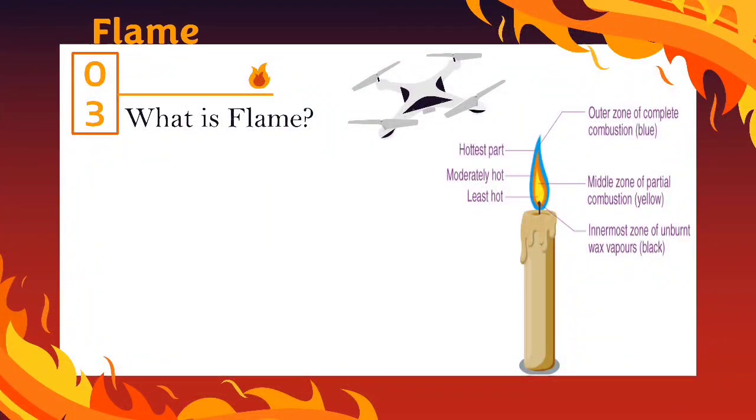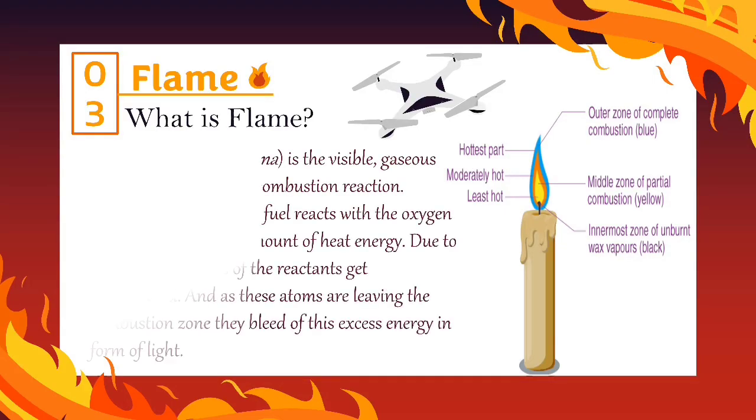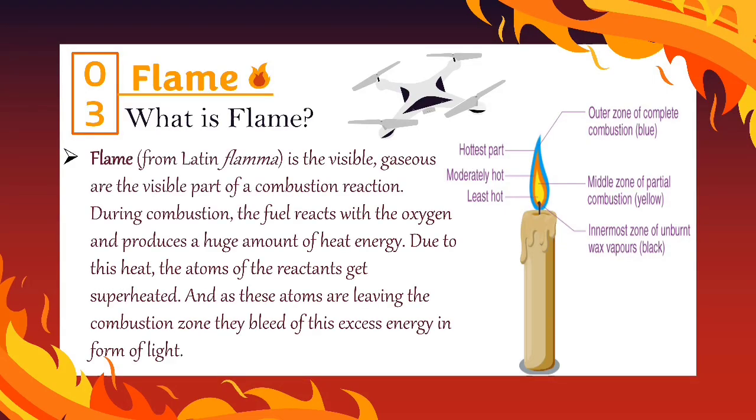Next, we are going to discuss flame. What is a flame? A flame is the visible, gaseous part of a combustion reaction. When fuel reacts with oxygen, it produces intense heat energy, causing atoms to become superheated. As they leave the combustion zone, they release excess energy in the form of light.